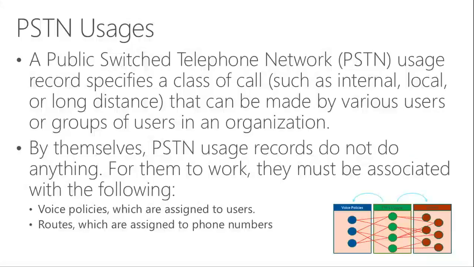So the PSTN usage here, which I think we explained in the previous slide a little bit more, is a glue between the voice policy and the routes, right? So it needs to be assigned. We need to have PSTN usage within voice policies, and the routes need to be associated with that. Otherwise, it's nothing. If it's not assigned to anything, it's not going to work, right?